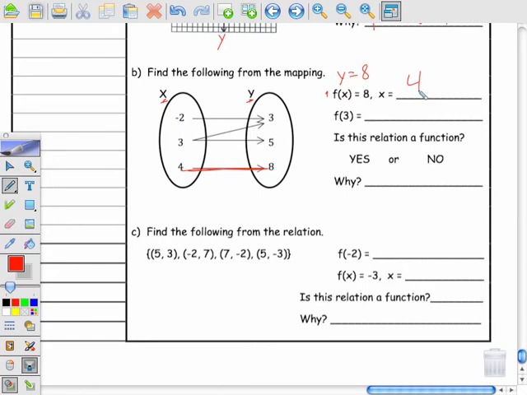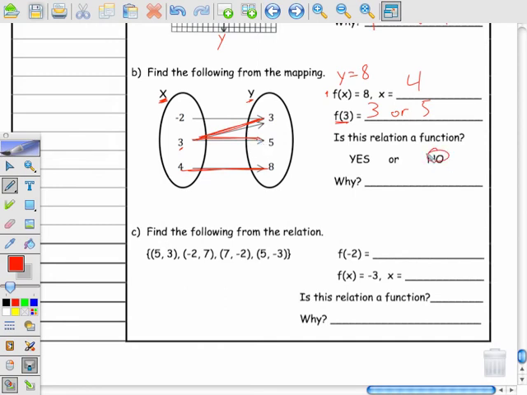Okay, f of 3. Look at this, f of 3. Well, in this case, x is equal to 3, so look at your x values and go to 3. There it is. X is 3. Well, 3 goes over here to 3, and it also goes to 5. So the answer to this question is 3, or it could be 5, because there's two different ones.